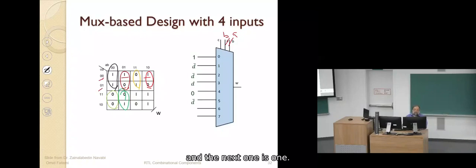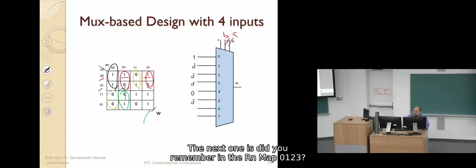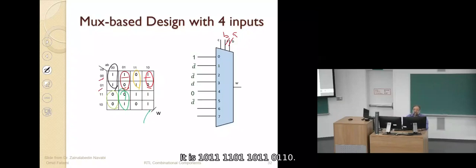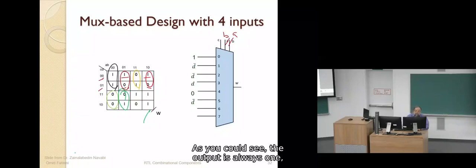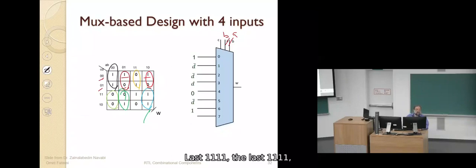And the next one, please be careful, is this. Do you remember in the Carnot map, 0, 1, 2, 3, so here we are. As you can see, the output is always 1. So it is 1. And the last one, 1, 1, 1: the output is 1 when D is 1, and the output is 0 when D is 0. So it is exactly like D.